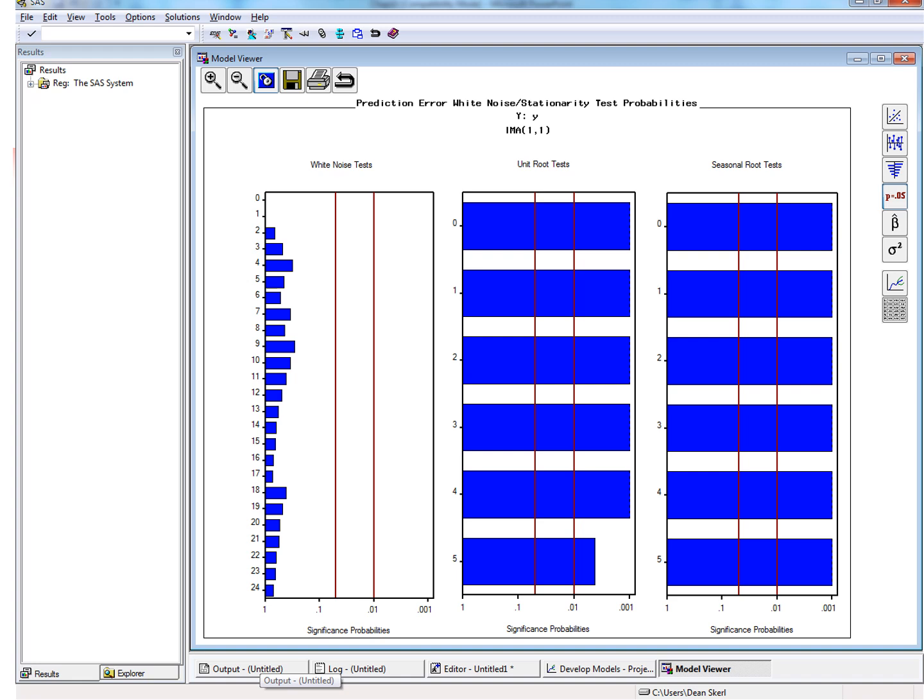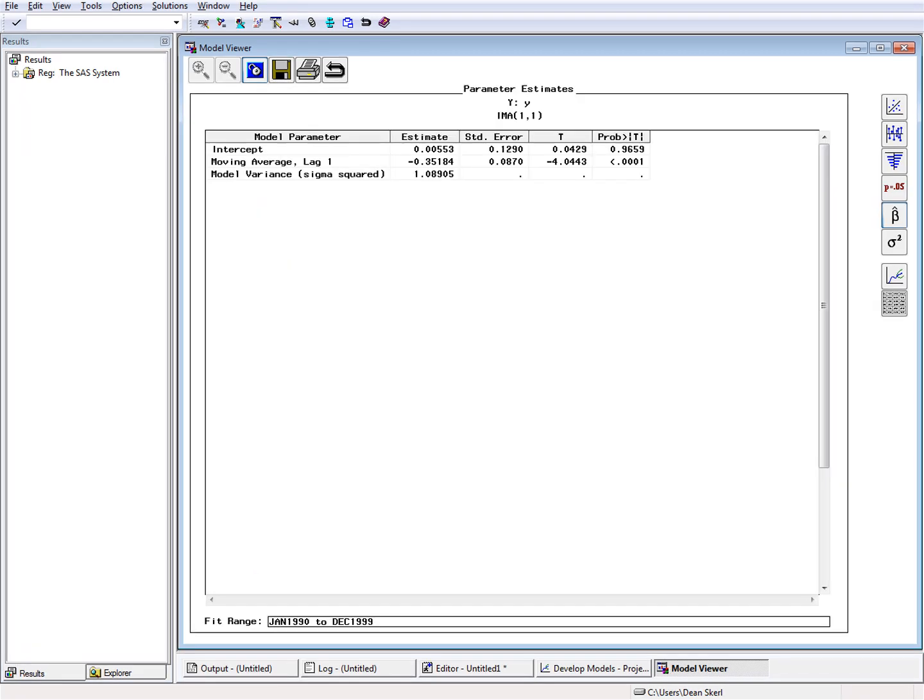And then of course I can click on the beta hats to go ahead and get my model equation. So there's my model equation. I only have one coefficient, it's just order 1, so my coefficient's at negative 0.35.